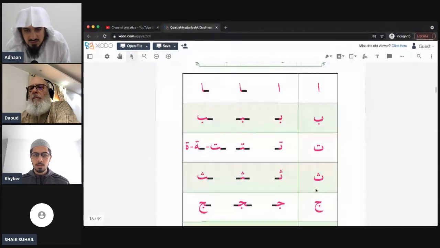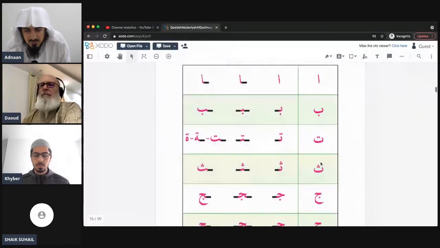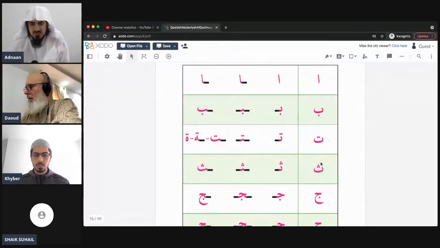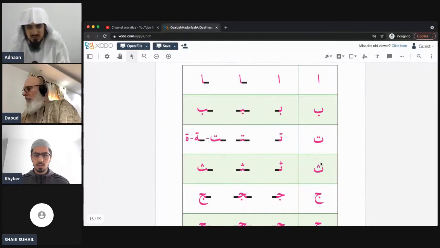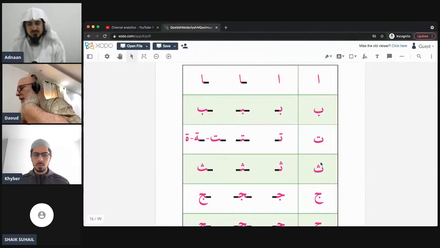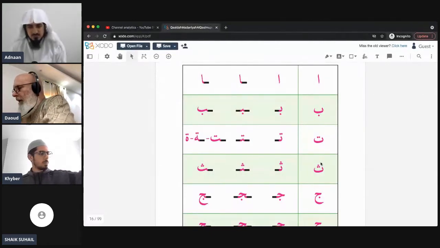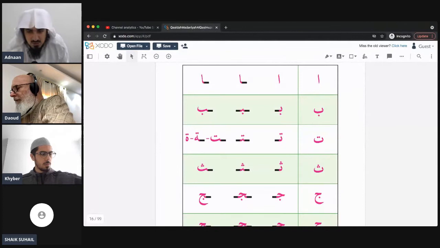Brother Dawood, the next exercise. Just read them as they are, but you can read the ones in the column on the left. So alif three times, ba three times. This is just to refresh our memory how they're written. I think you might be on mute.